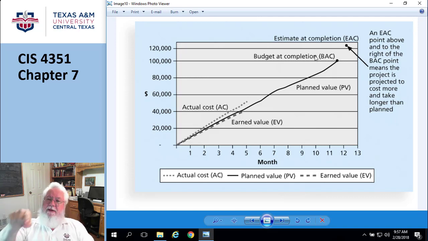This tells me everything I need to know. This tells me, okay, you gave me this chart, I can tell you how much it's going to cost, and I can tell you when the project's going to end.